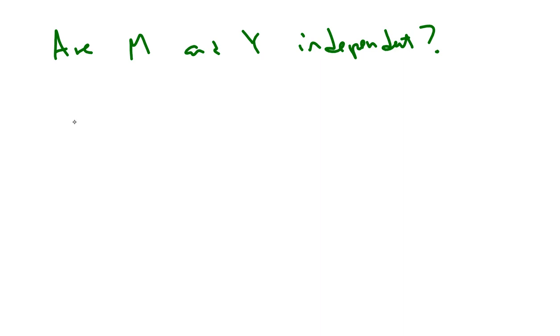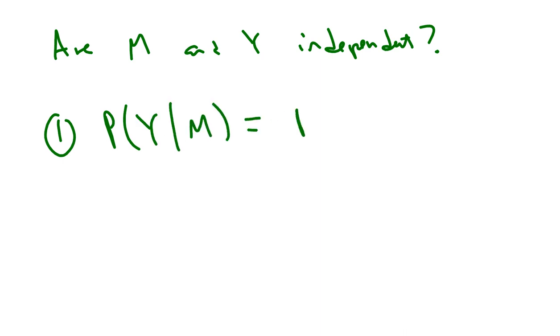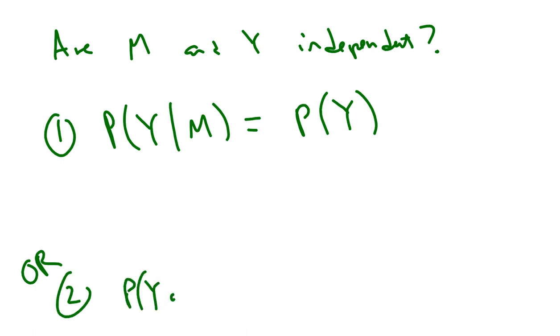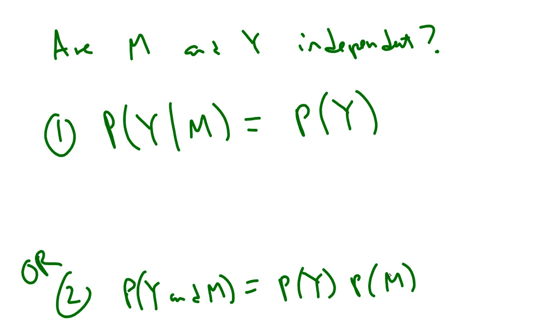There are two ways to do that. One thing you could say is, does the probability of being in Party Y given you're male equal just the probability of being in Party Y? That's one way to do it. Or the second way is, does the probability of being in Party Y and being male equal the probability of being in Party Y times the probability of being male? I said in a previous video that when I first started doing these independence problems, I always liked to do it with this second method. I thought it was easy. You can just look in the table. So let's do it that way and then see what happens.